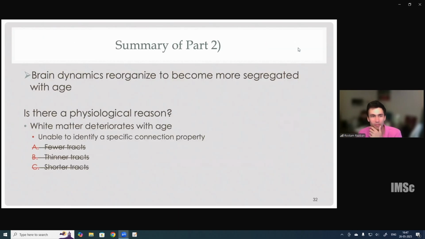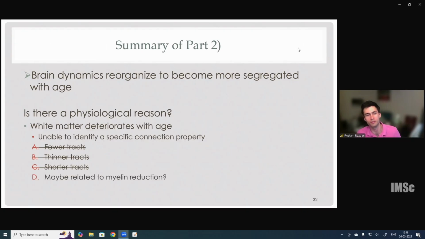So this is the summary of part 2. We found this really cool underlying physical principle of brain reorganization, where younger people are closer to a critical point versus older people, in this integrated, segregated two-state approximation of brain dynamics. But very intriguingly, we weren't able to find physiologically why this is happening. We eliminated some hypotheses regarding fewer tracks, thinner tracks, or shorter tracks, but we weren't able to understand how white matter deterioration, in the first physiological plot I showed, could link to brain dynamics reorganization.